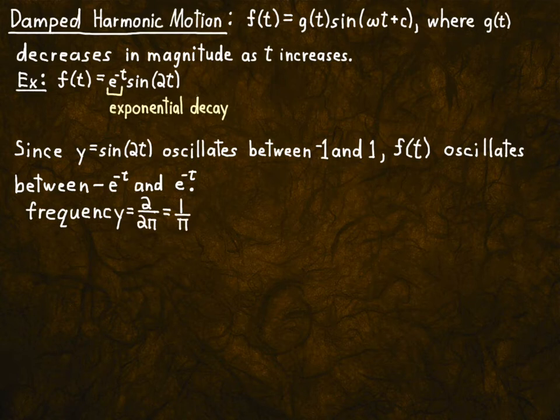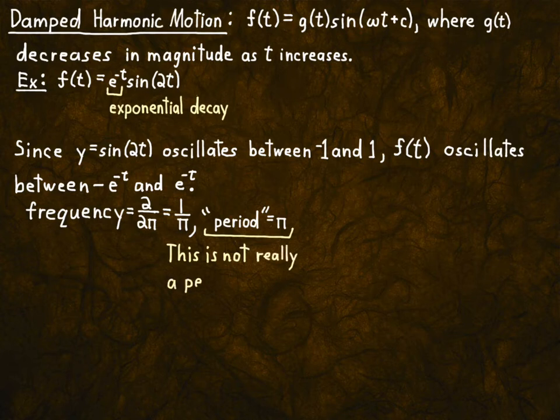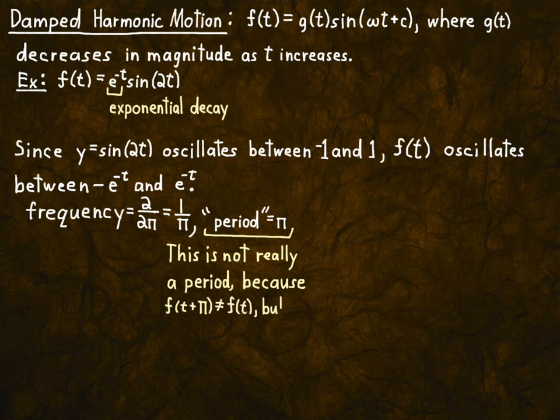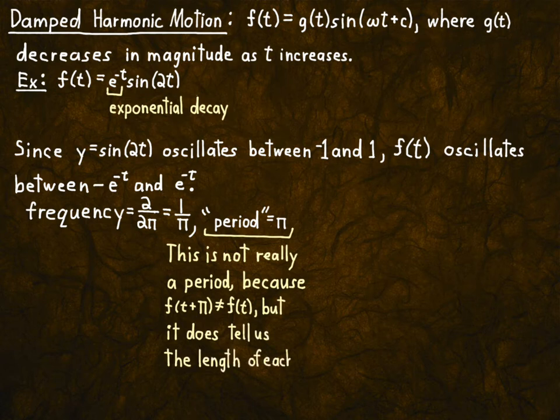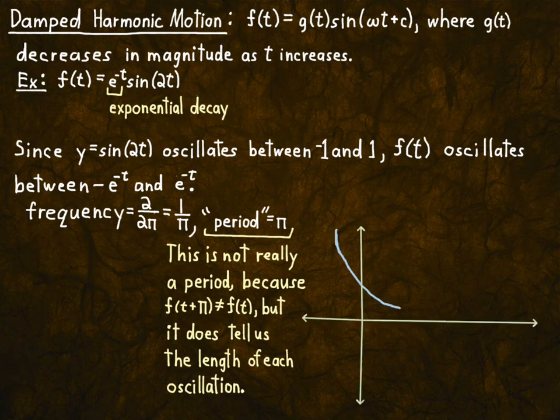The frequency is the coefficient of t over 2 pi, which is 1 over pi. That means the period, in quotes, is pi, because it's not actually periodic, because it doesn't repeat the same thing. It's damped. But it's one oscillation. One oscillation has a length of pi. Each oscillation does. Okay? So here's the graph of y equals e to the minus t, exponential decay.